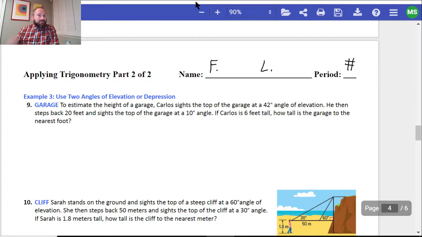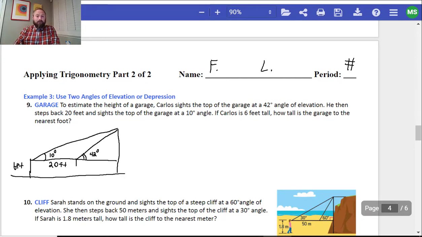So we're going to be drawing a diagram and then analyzing that diagram. Example 3. Use two angles of elevation or depression. Garage. To estimate the height of garage, Carlos sights the top of the garage at 42 degrees angle of elevation. He then steps back 20 feet and sights the top of the garage at 10 degrees angle. If Carlos is 6 feet tall, how tall is the garage to the nearest foot? So let's draw the diagram.